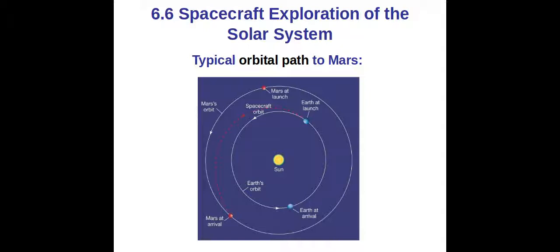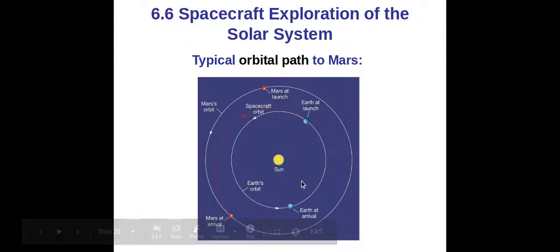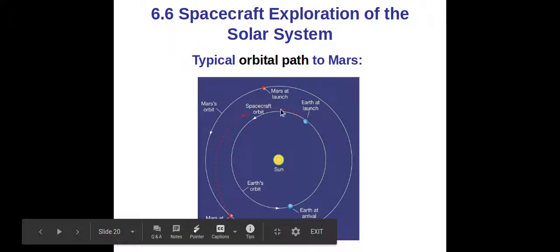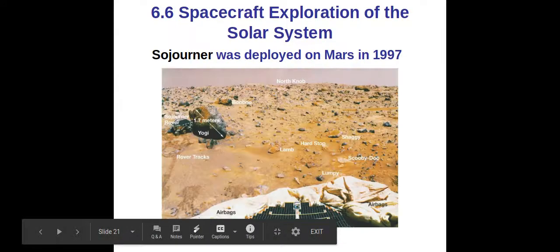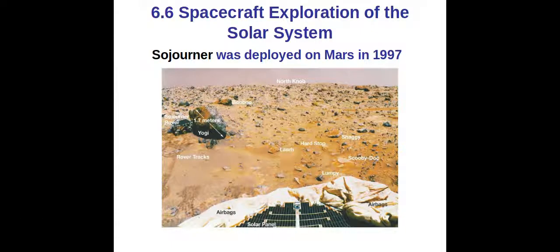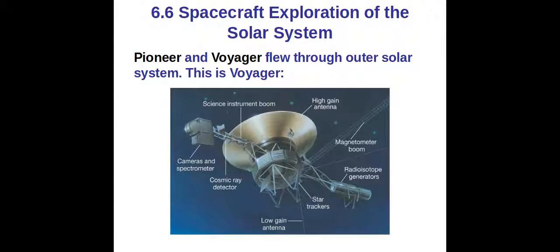This is just kind of showing you what the typical orbital path is to get to Mars. Once again, you have to come up from behind. So you launch here and then you come up like that. This is a picture from the surface of Mars. Lots of interesting things. This had airbags so that it would protect it on its way down. Notice the names of all the rocks. Apparently the guys at NASA had plenty of free time.